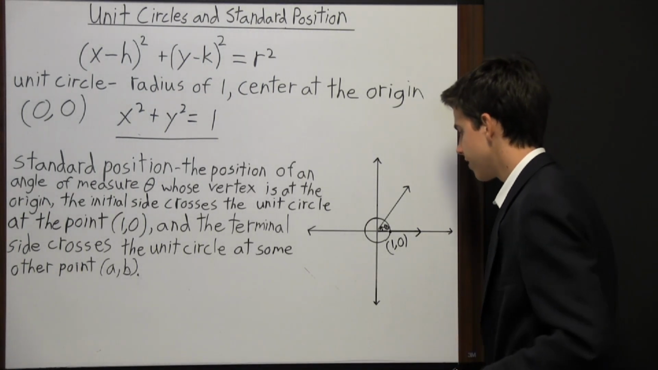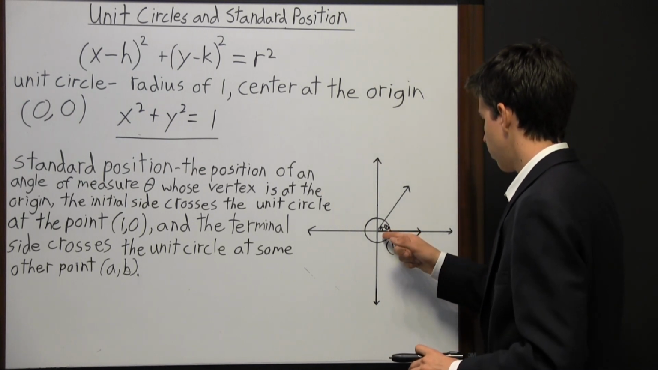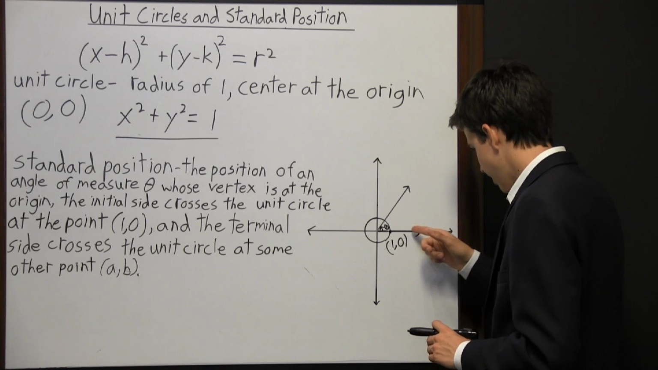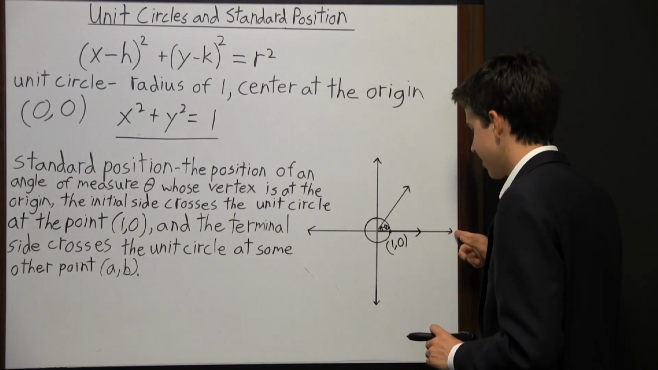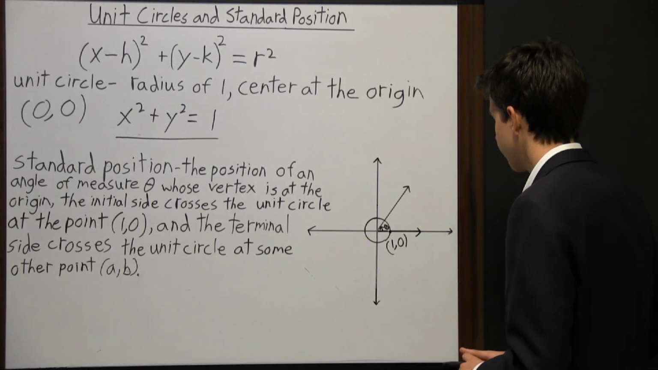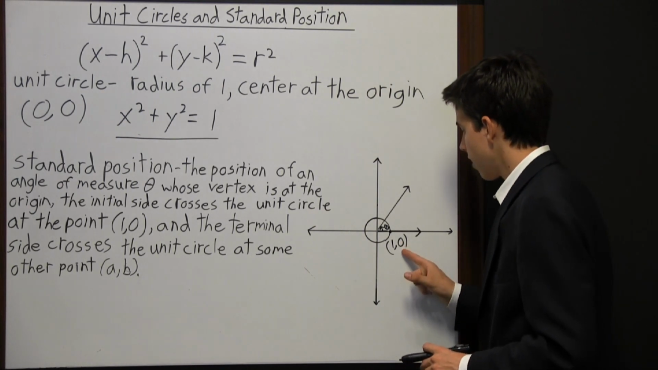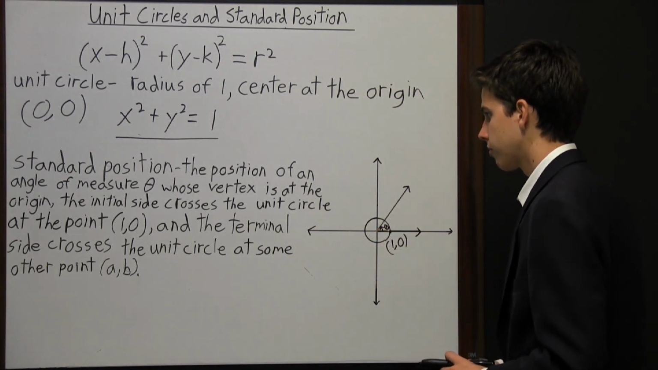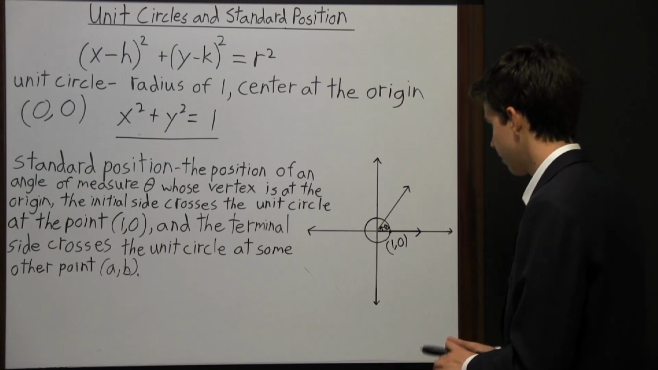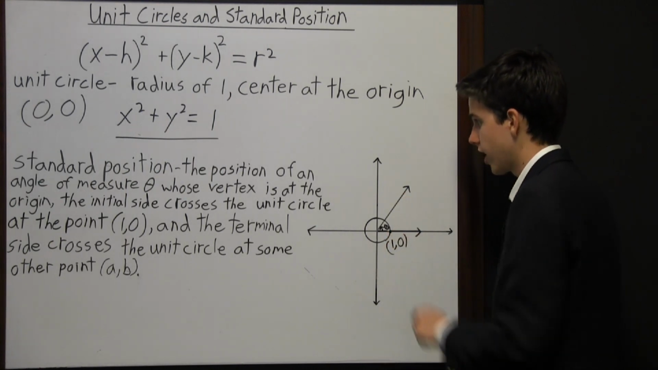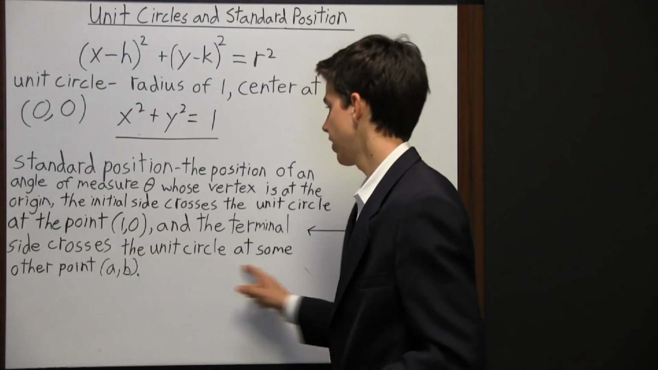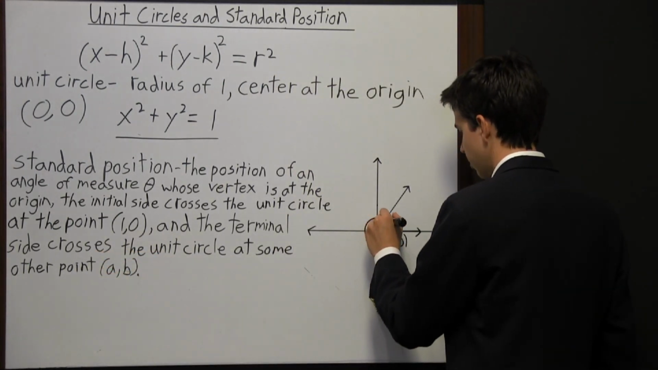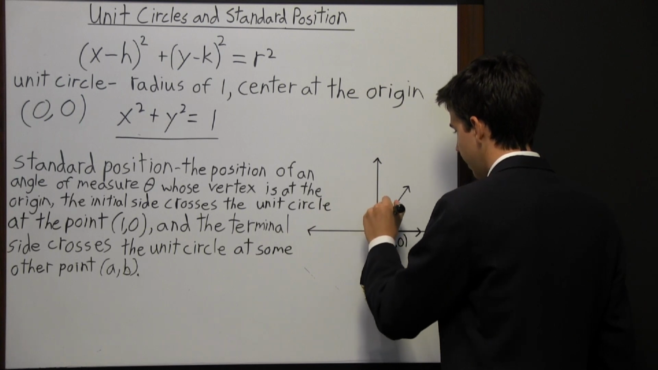The initial side is always going to cross the circle at point 1, 0, because the initial side always has to be on the x-axis of the coordinate plane. And in order to do that, it must be at 0 on the y-axis. Then the terminal side, which is the other side, this side right here, crosses the unit circle at some other point. We label that point A, B.